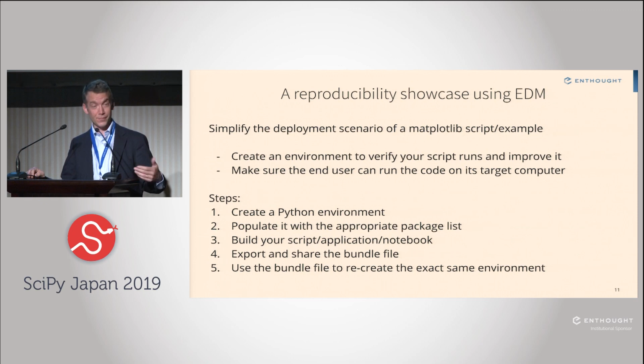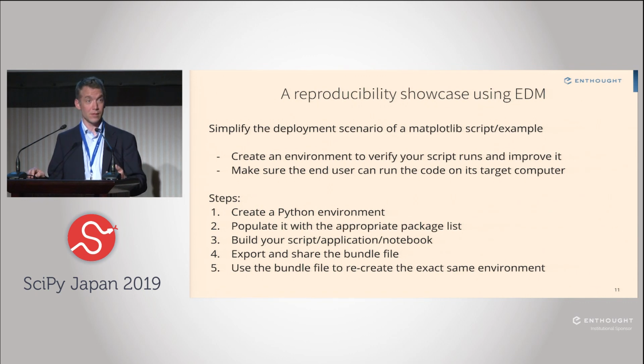So what do we have to do? First of all, we need to create a Python environment to make sure that the script we downloaded runs, and we can potentially improve it. I'm not going to do the improvement parts, but just make sure it works. And after that, we need to find a way to make sure that somebody else can create the same kind of environment on a different computer.